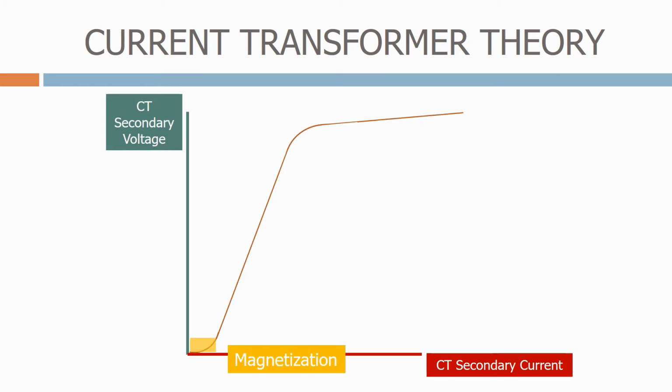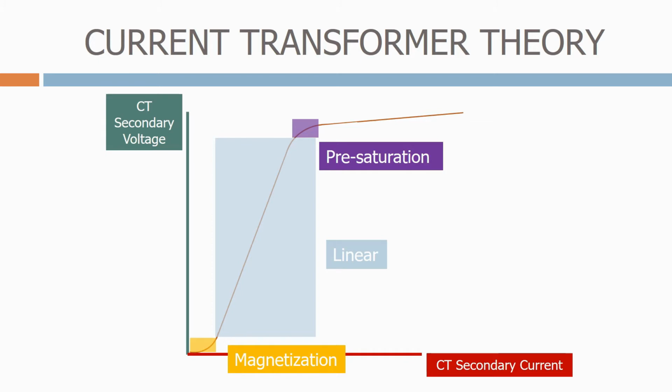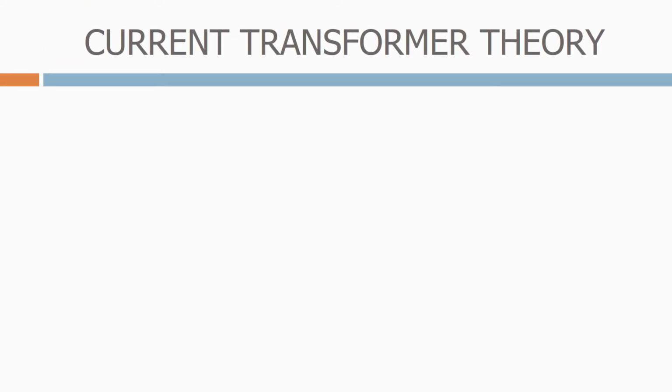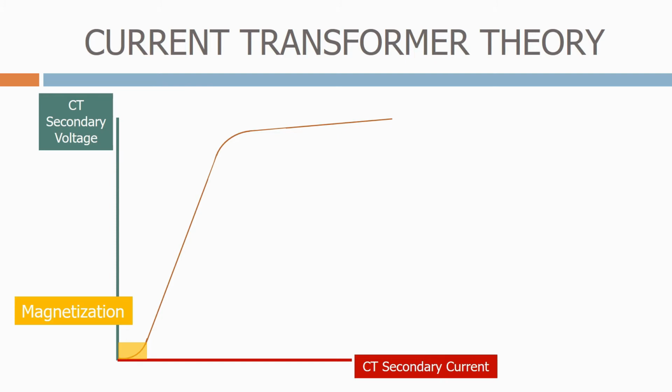The initial part of the curve is called the magnetization phase. Next we have the linear phase. Following this is the pre-saturation phase. And finally, the saturation phase. Let's look at these 4 different phases in more detail. Let's look first at the magnetization phase of the curve.